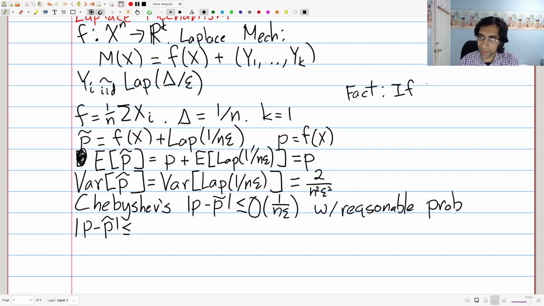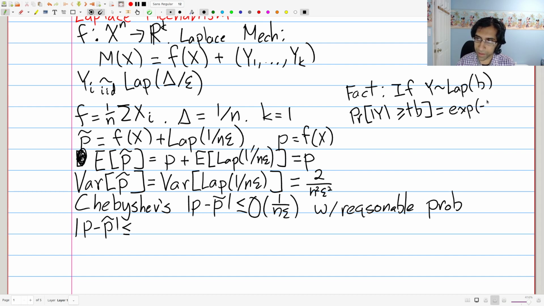So we have that if y is distributed according to Laplace with parameter b, then the probability that y is greater than t times b is exactly equal to exp of minus t. So this is an exact relation, and this just follows by looking at the Laplace distribution's tail. That's all you have to do. Okay, so with this in hand, then what are we going to do?